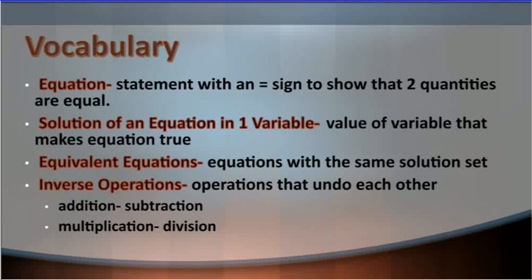So to undo addition, you do subtraction, or to undo subtraction, you do addition. Same thing with multiplication and division. They undo each other. And so those are the operations you're going to be using on both sides of the equal sign. And remember the golden rule of algebra: whatever you do on one side of the equal sign, you must do on the other.